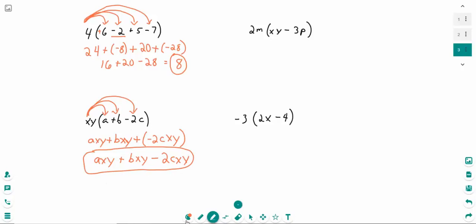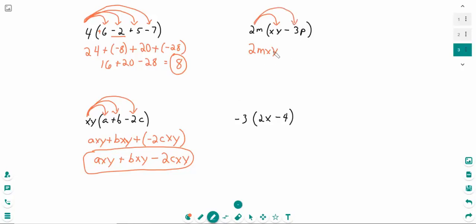All right, let's go on to the next one. And again, give it a whirl on your scratch paper, and then we'll do it together. All right, so let's try this out. We've got a 2m, and we're distributing that through. 2m times the xy. That's going to be a 2, and we'll put them in alphabetical order, m, x, y.